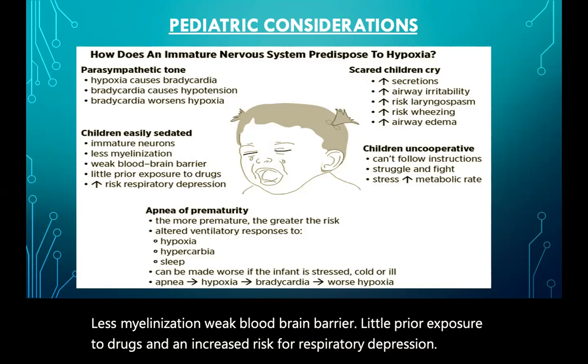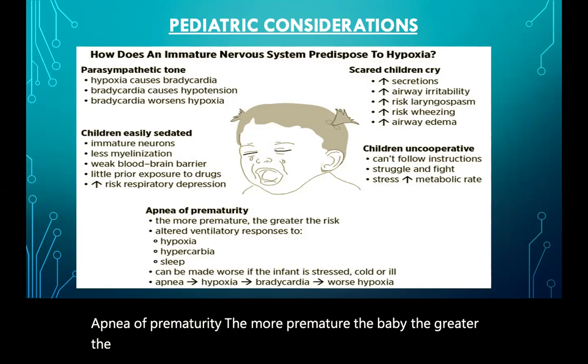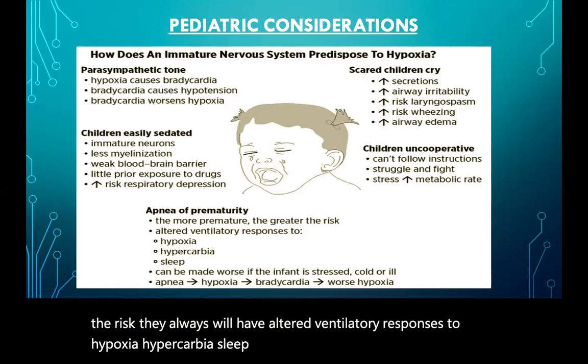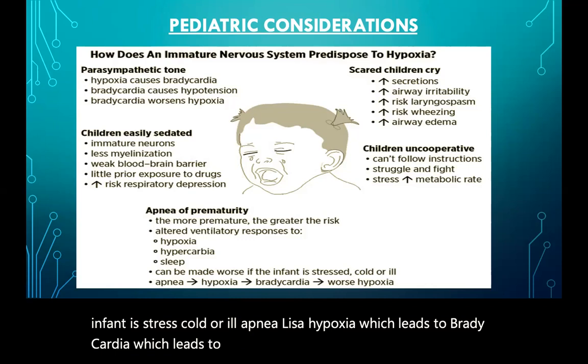Apnea of prematurity: the more premature the baby, the greater the risk. They always will have altered ventilatory responses to hypoxia, hypercarbia, and sleep, and things can be made worse if the infant is stressed, cold, or ill. Apnea leads to hypoxia, which leads to bradycardia, which leads to worsening hypoxia. All right.